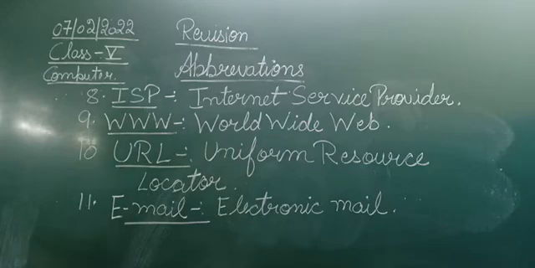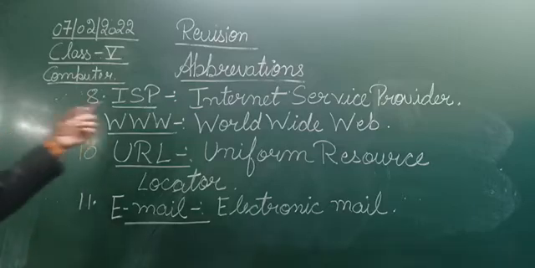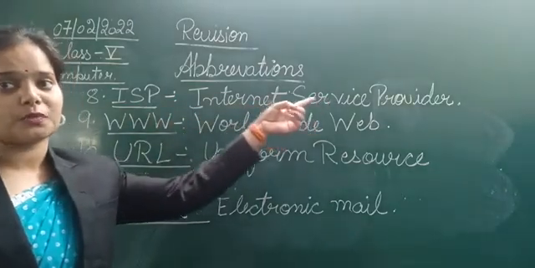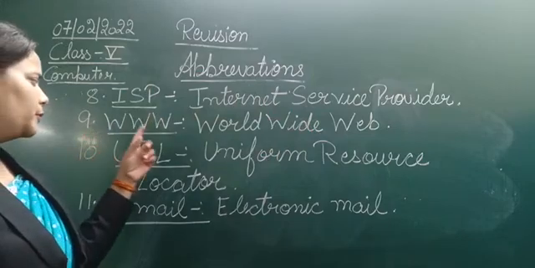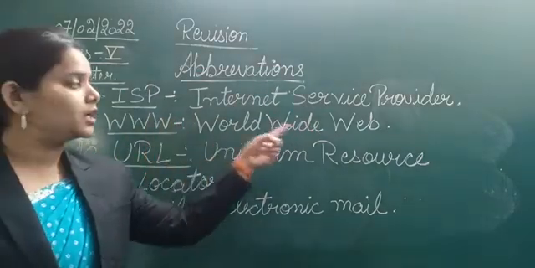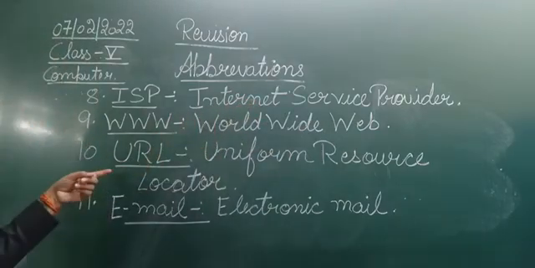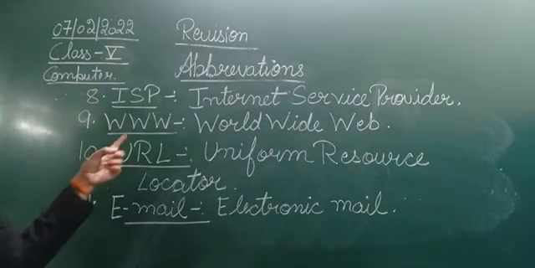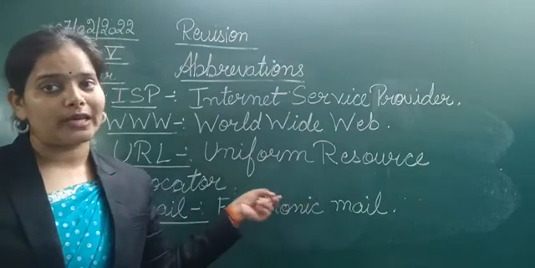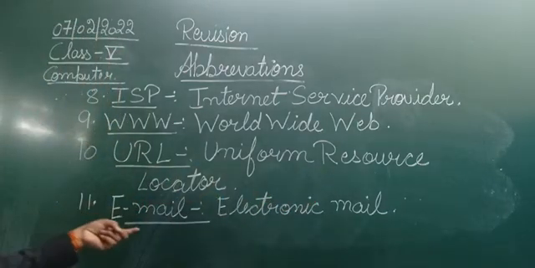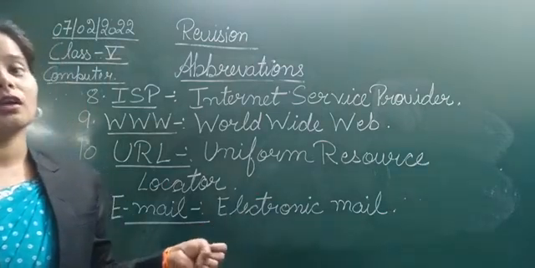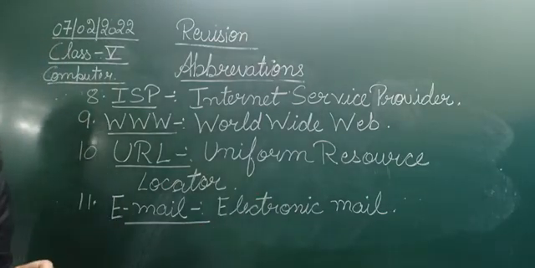So these are some of the important terms that we have discussed. The 8th was ISP. ISP stands for Internet Service Provider. Next is WWW. WWW stands for World Wide Web. 10th is URL. URL stands for Uniform Resource Locator. 11th is email. Email stands for electronic mail. So these are some other abbreviations that we have discussed. You can pause the video and note it down in your notebooks.